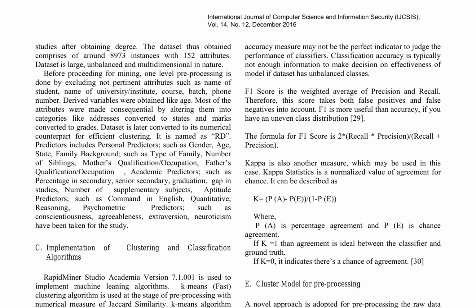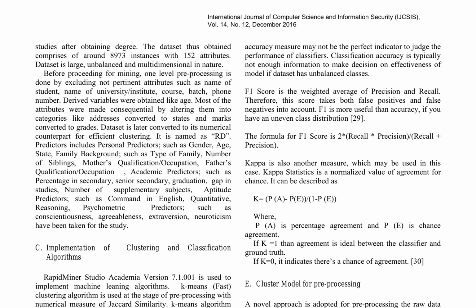The study's dataset comprises 8,973 instances with 152 attributes, characterized by its large size, imbalance, and multidimensionality. Following a level of preprocessing, non-essential attributes such as student names and phone numbers are excluded, while derived variables like age are calculated. Attributes are categorized and the dataset is numerically transformed for efficient clustering, referred to as ROAD. Predictors used in the study encompass personal, family background, academic, aptitude, and psychometric predictors.